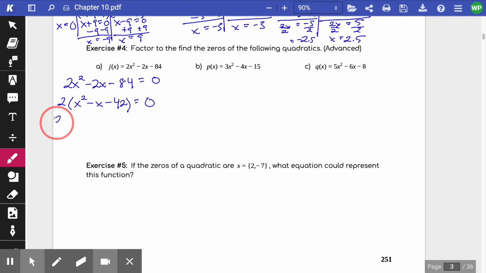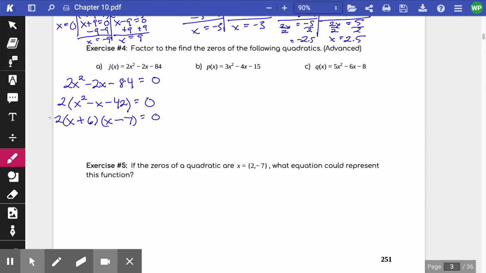So now I'm going to bring down the 2, and I'm going to see if I can find two numbers that multiply to 42 and combine to get negative 1. So again, I'm going to start off each set of parentheses with x and x, because x times x gives me x squared. And then 6 times 7 gives me 42, and it seems like I could get a negative 1 by combining those, probably by making the 7 negative and the 6 positive.